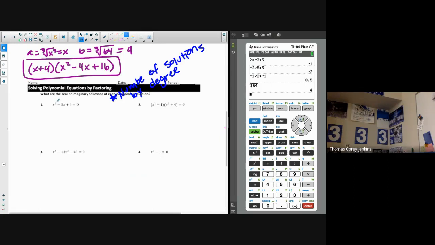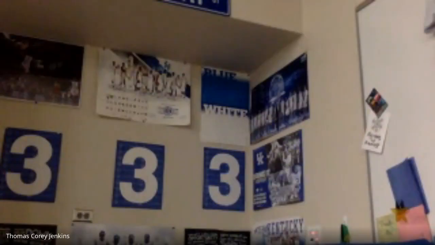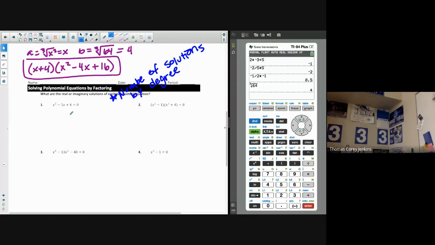All right, so looking at number 1, we will try to factor here and then use the 0 product property. That's generally going to be our method. First of all, I noticed that a is equal to 1. So I know it's going to factor to x plus or minus something times x plus or minus something. Then we're thinking, all right, what multiplies to be 4 adds to be -5? That would be -4 and -1.